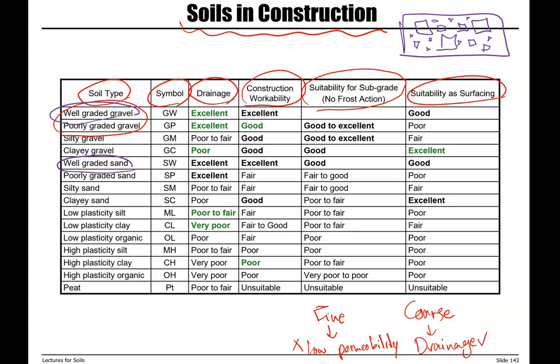High plasticity has a poor workability. Particles stick together and it doesn't work well. Well-graded materials, especially well-graded gravel, are an excellent option for subgrade. Generally speaking, fine material with high plasticity are not good options for subgrade.